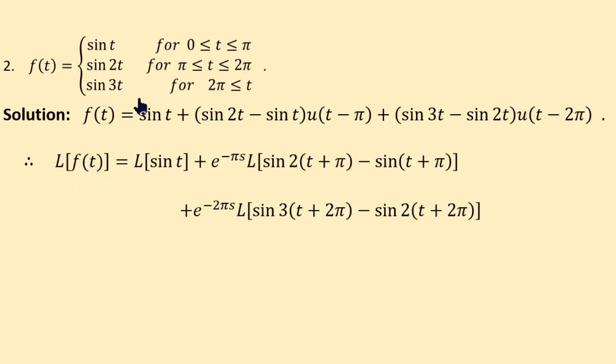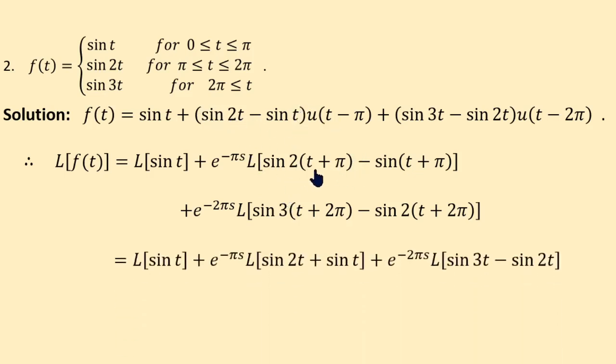Laplace transform of f of t is Laplace transform of sin t plus f of t into u(t minus a), e power minus as, e power minus pi s, Laplace transform of f(t plus pi). So t is replaced by t plus pi, sin 2 times of (t plus pi), and sin of (t plus pi). First you simplify this, then find Laplace transform multiplied by e power minus pi s. Here also e power minus as, a is 2 pi now, e power minus 2 pi s into Laplace transform of f(t plus 2 pi).